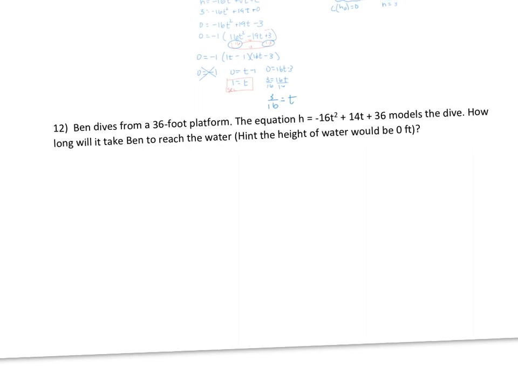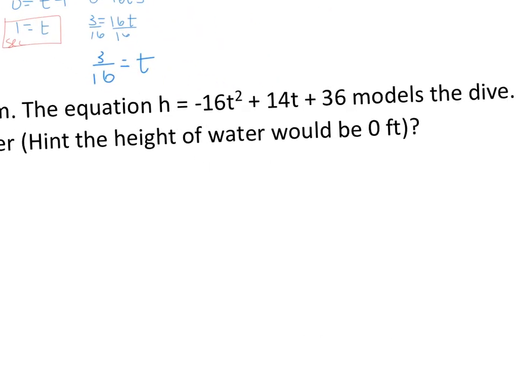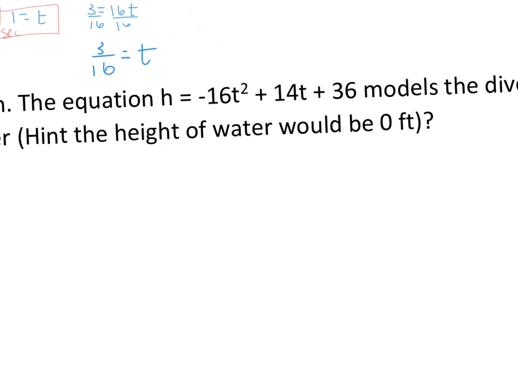Ben dives off a 36-foot platform. Okay, they've already got the 36 in right here for you, so you don't need to mess with that. How long will it take Ben to reach the water? Hint, think about water. The height of the water that you're jumping into should hopefully be 0. That should be your starting point. So what we're basically trying to get you to do is just plug 0 in here for your h value. You get negative 16t squared plus 14t plus 36.